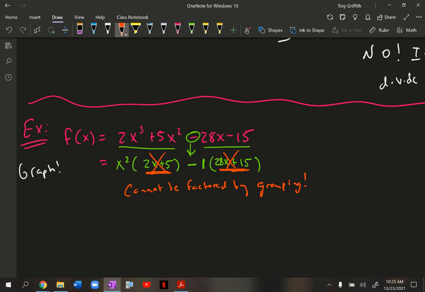Because it's not a quadratic, it's not a difference of perfect squares, and when I try factoring by grouping, I don't get the same thing in both sets of parentheses. So using normal factoring tactics, at this point, we would be stuck, okay? There's nothing else that we would be able to do.